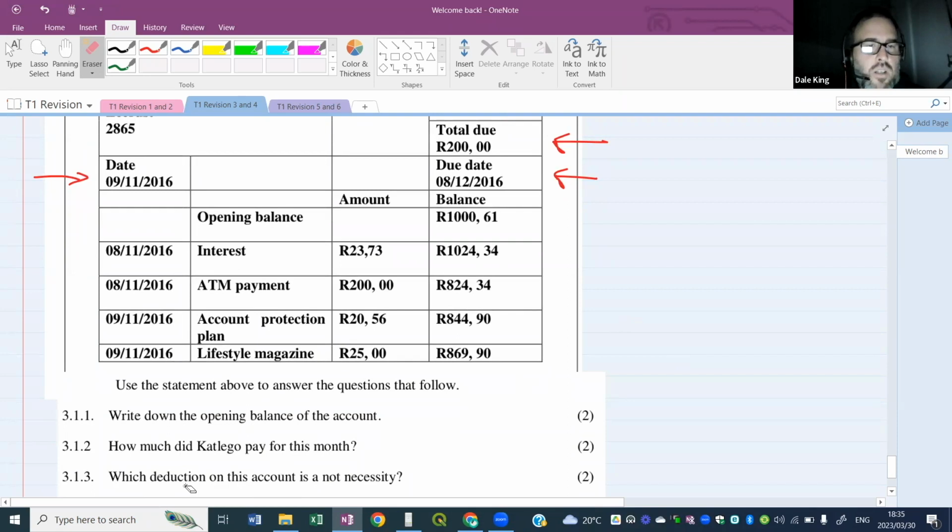Which deduction on this account is not a necessity? Right, let's read the question again. Which deduction, that word deduction, who can tell me what the word deduction means? Which deduction on this account? What does the word deduction mean? If they say deduction, okay, minus. Good, very good, Sakila. So a deduction, you've got to be careful here. So yes, it is minus, all right?